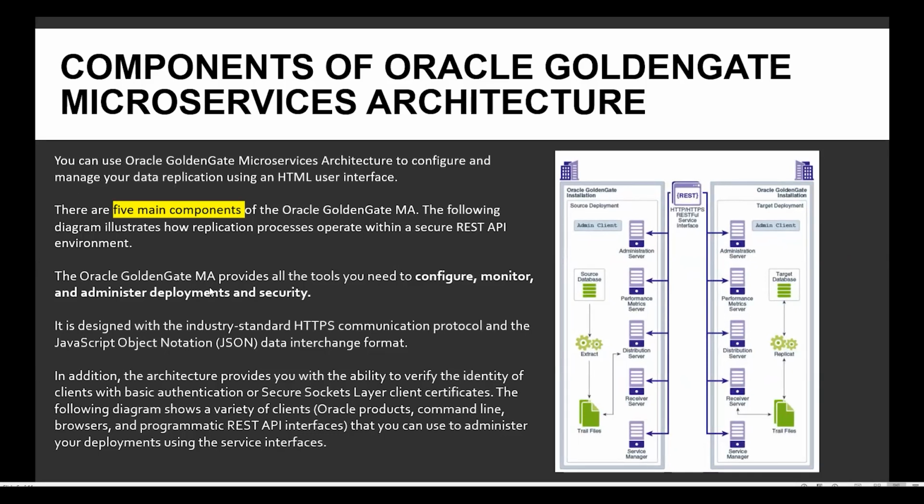Oracle GoldenGate microservices provide you all the tools required for configuring, monitoring, administration, deployment, and security. So everything you can perform using the microservices architectures. These things we are going to cover during the practical sessions in upcoming days. You can use the GoldenGate microservices architectures either with the command line interface using the admin client option, or you can use web browser access. Let's move to the next part.